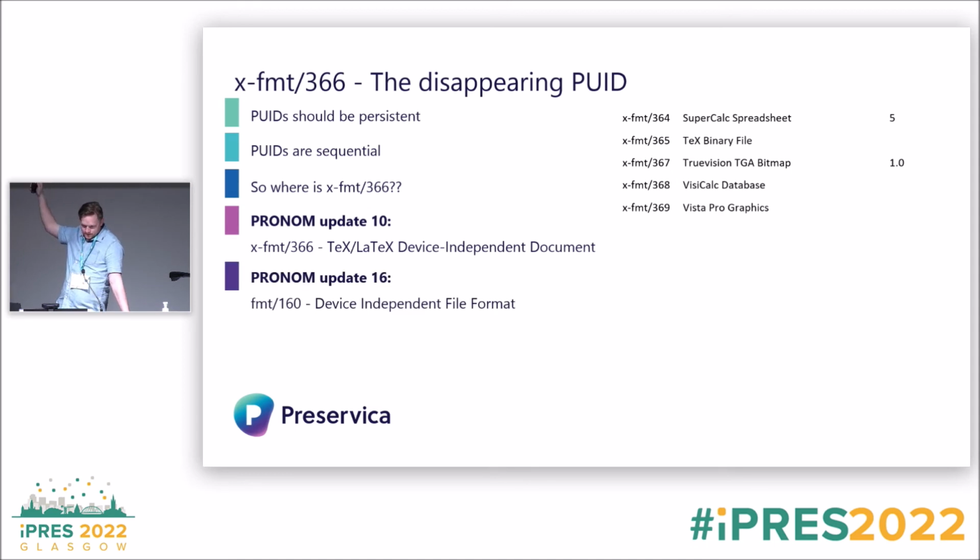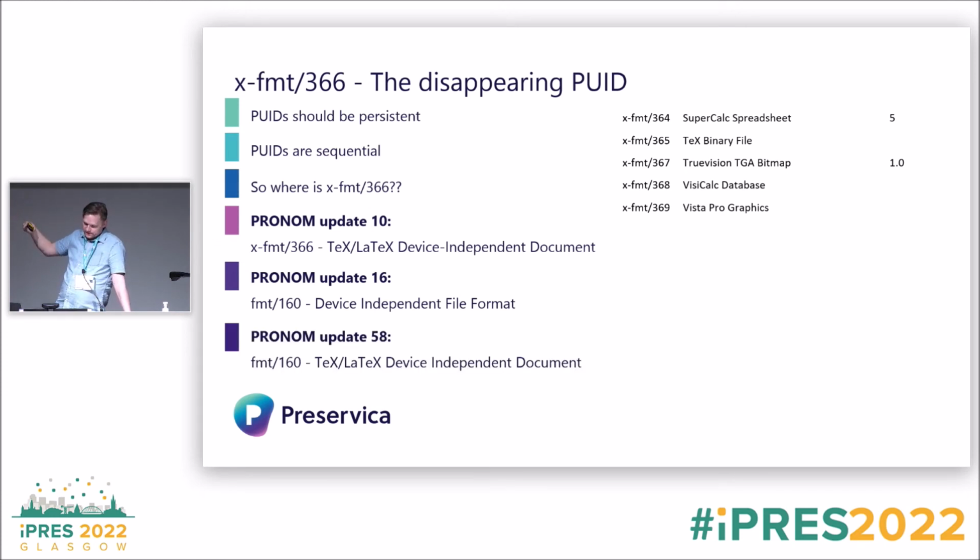But we have this new format that has been added and assigned the number FMT 160, device independent file format. Turns out that is actually the same format. There's a secondary identifier called just a primary key essentially. And then in a later version of Pronom, it got renamed again. But it's the same format, it's just changed. It shouldn't really happen, but unfortunately it did. So from identification purposes, you certainly want to re-identify any XFMT 366.